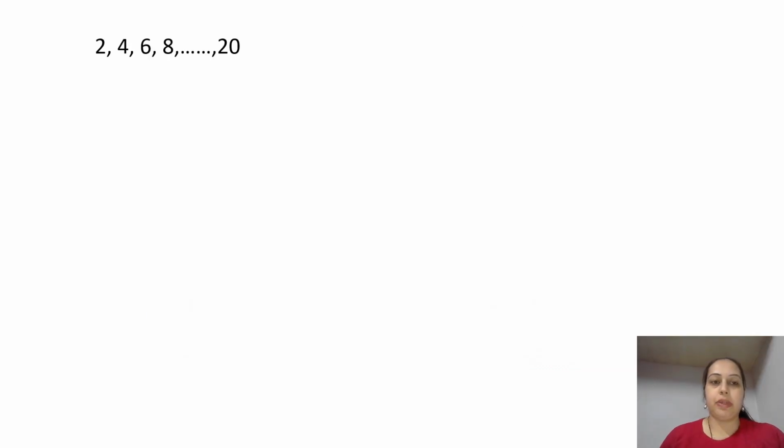Let's consider this AP 2, 4, 6, 8 till 20. Here 2 is the first digit in this AP, so this is known as the first term. We denote it as A, or in some cases as A1, where 1 means the first term. So in this series, the first term is 2.